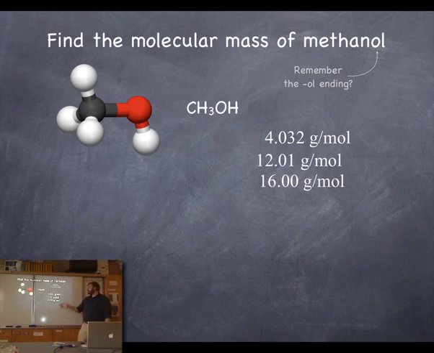And again, depending on what periodic table you're using, you might get slightly different values. We're going to go with the values from the periodic table that we get on the test, the AP College Board's periodic table, which typically uses 4 sig figs. So we simply add these all together: 32.04 grams per mole.